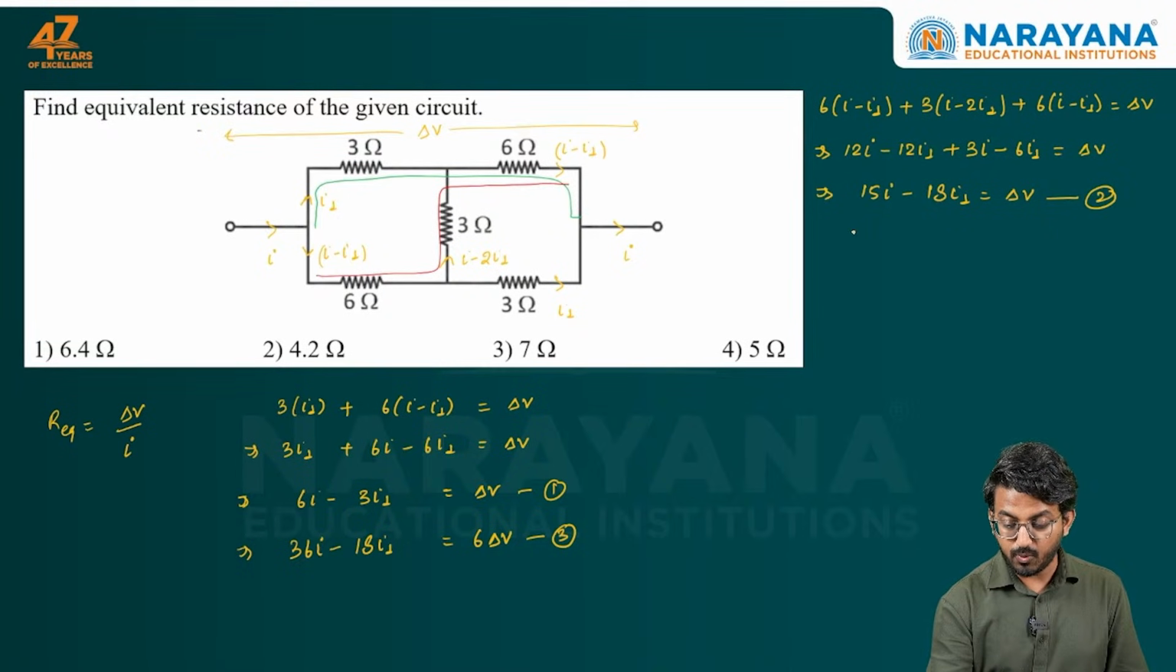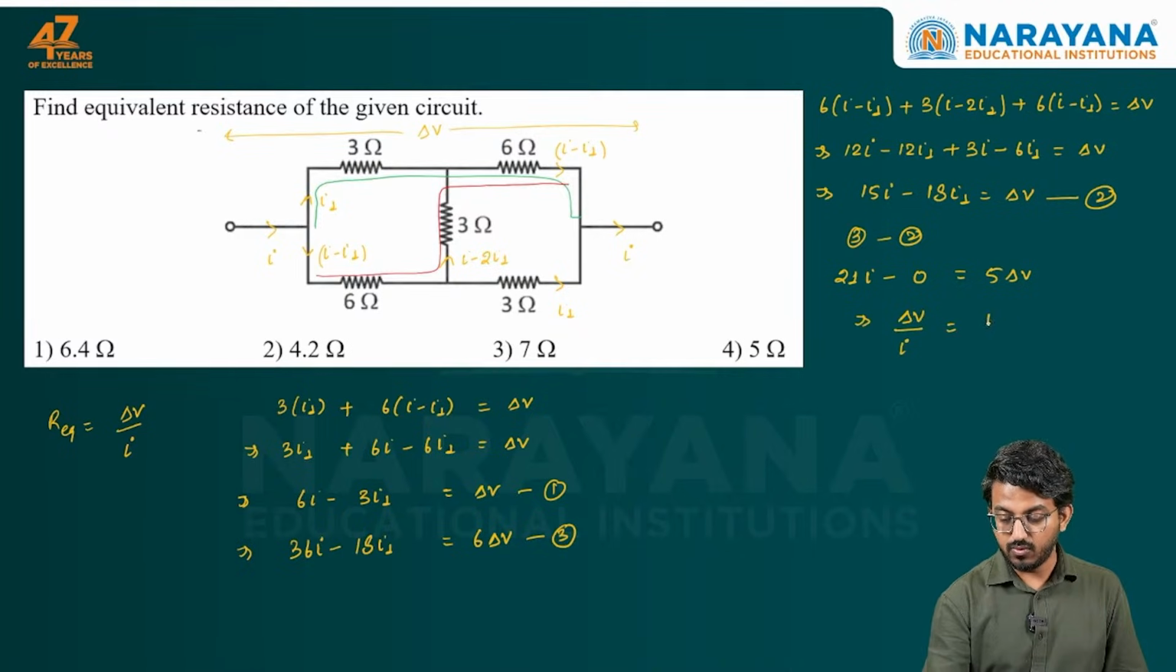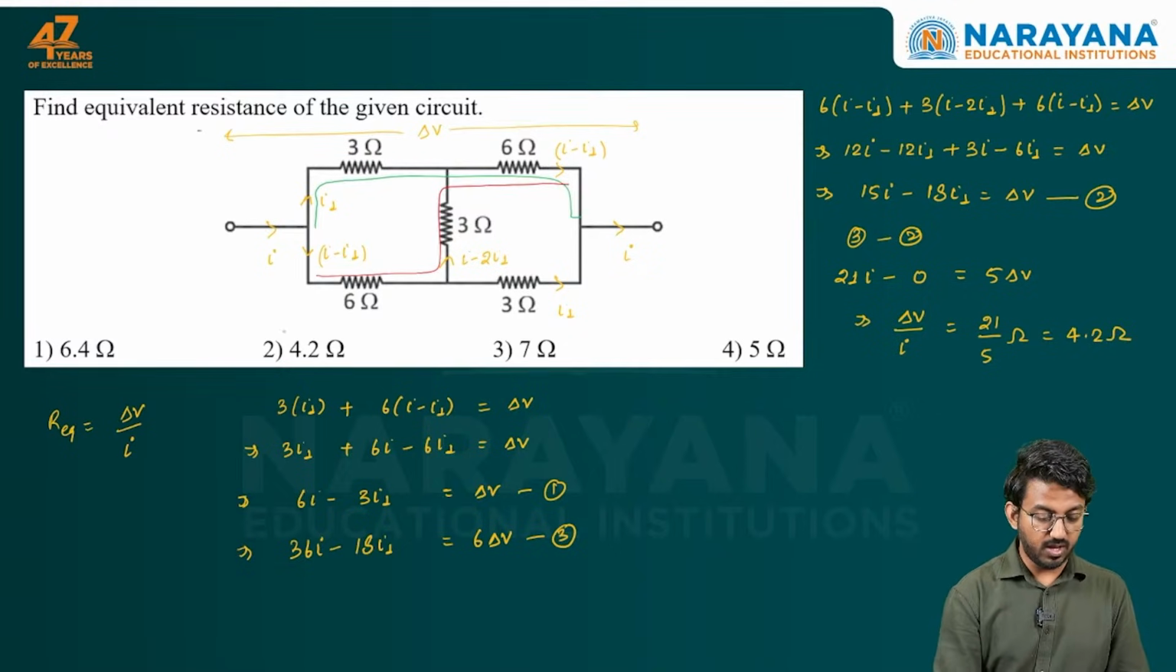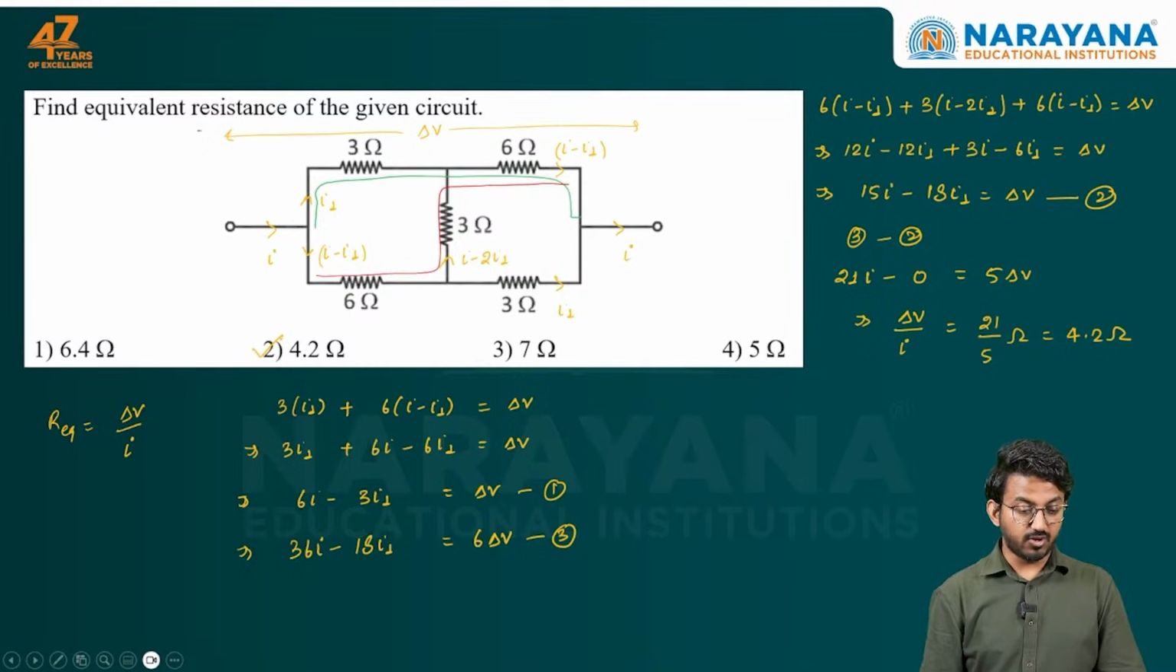So if you see here, equation third minus equation 2, 36 minus 15 is going to be 21I minus 0, because 18I1 and 18I1 are going to get cancelled, is equal to 5 delta V, giving us delta V over I is equal to 21 over 5 ohm, which is our equivalent resistor, which is going to be 4.2 ohm here, which is the second option. So these are the remaining questions.